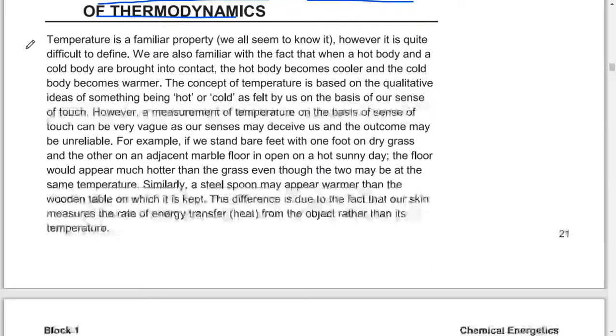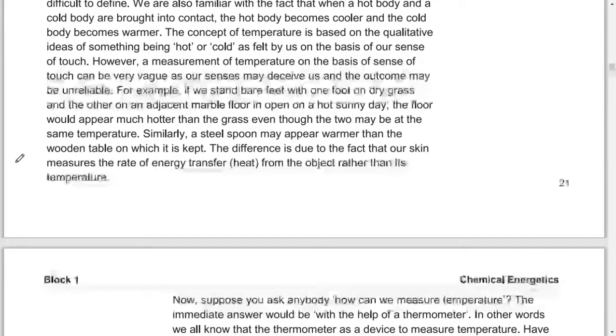For example, if we stand barefoot with one foot on dry grass and the other on the adjacent marble floor in the open on a hot sunny day, the floor would appear much hotter than the grass even though the two may be at the same temperature. Similarly, a steel spoon may appear warmer than the wooden table on which it is kept. The difference is due to the fact that our skin measures the rate of energy transfer (heat) from the object rather than its temperature.